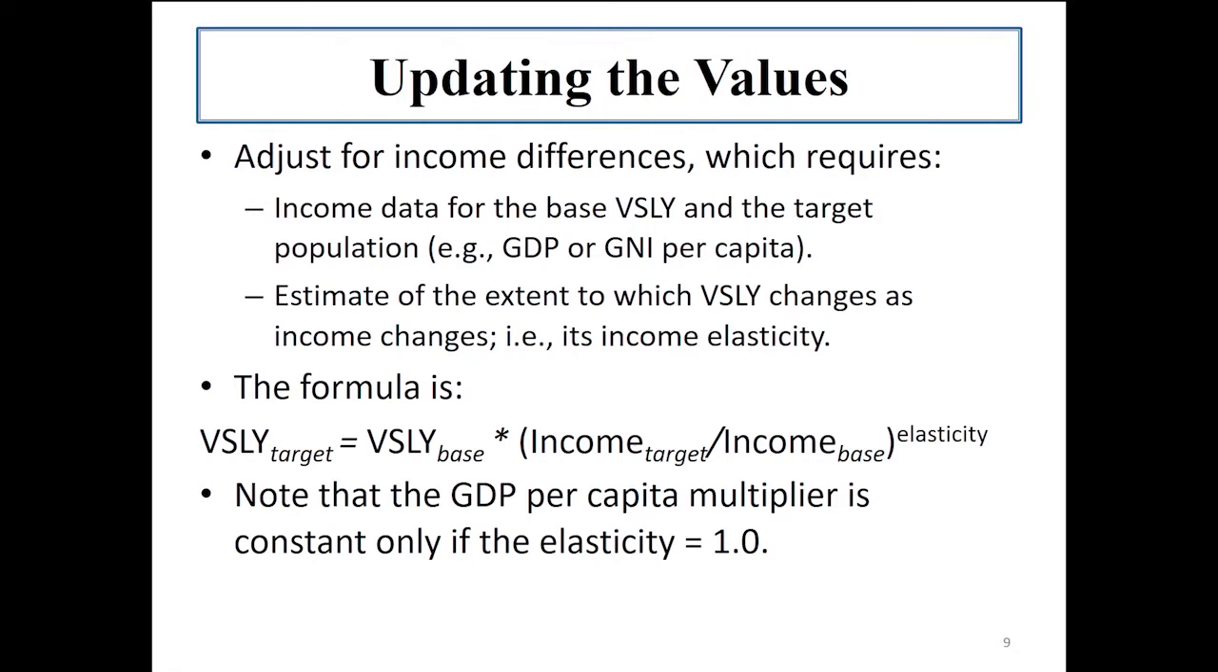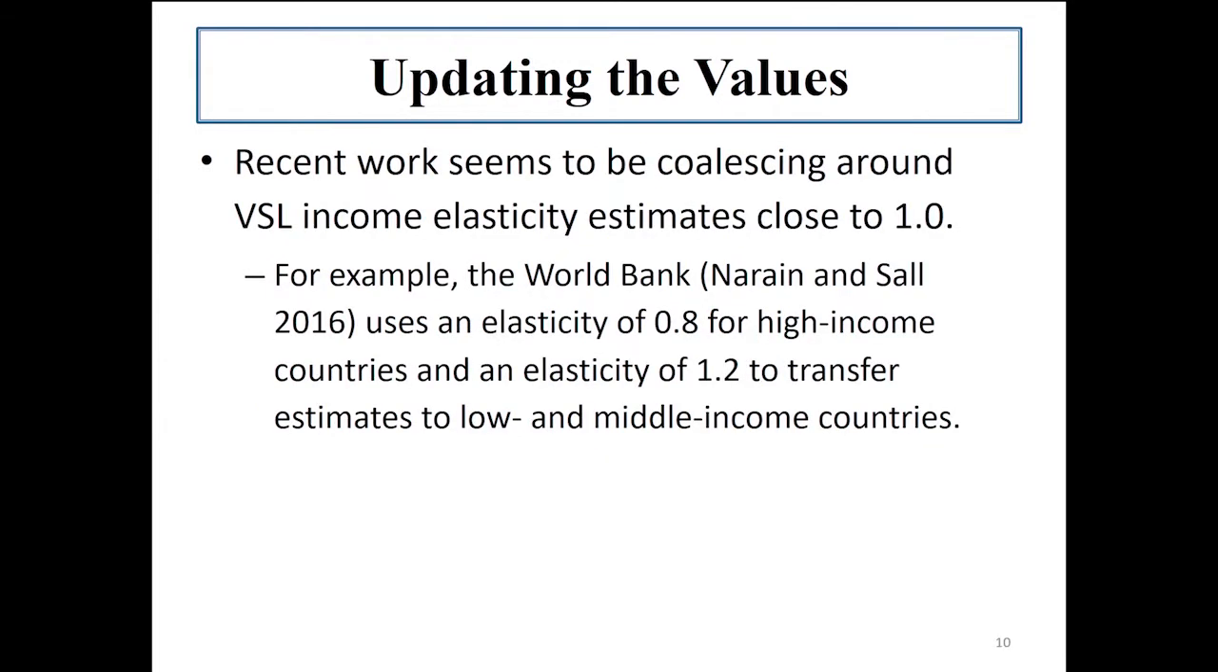One thing to keep in mind, too, when you're thinking about this formula, is that the GDP per capita multiplier is going to be constant across income levels only if you assume that the elasticity is one. Recent work is sort of coalescing around estimates that are close to one, but as I said, small differences in elasticity can make fairly large differences in the values.